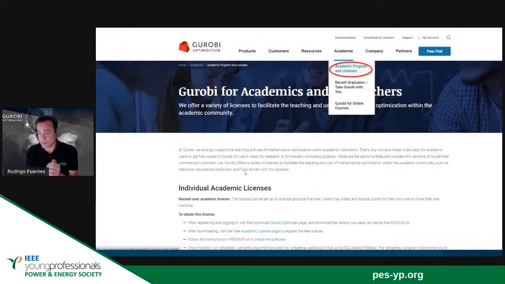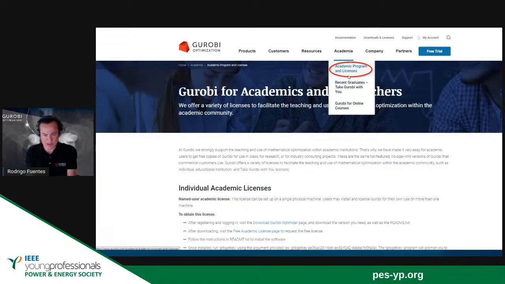To request a license from us, you can go to gurobi.com, and then under academia, you go to academic program and licenses, and there you will find instructions on how to get a license from us. For support, if you have any questions, you cannot get the license started, or you cannot find your way around, feel free to reach out directly to me. I'll be happy to help.